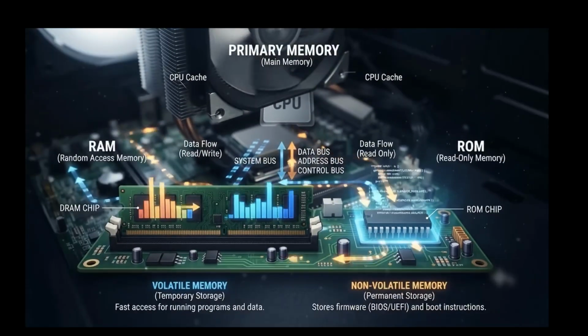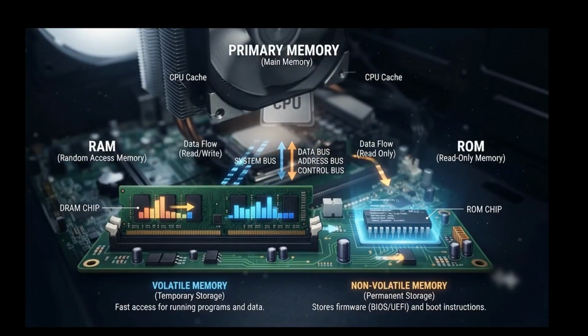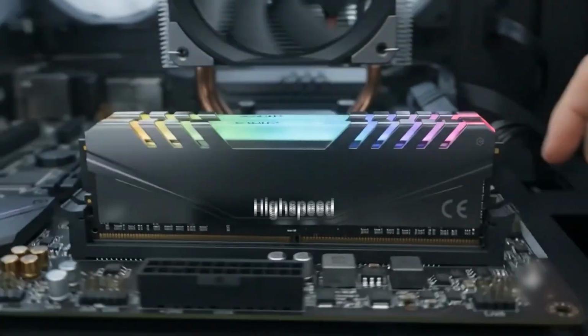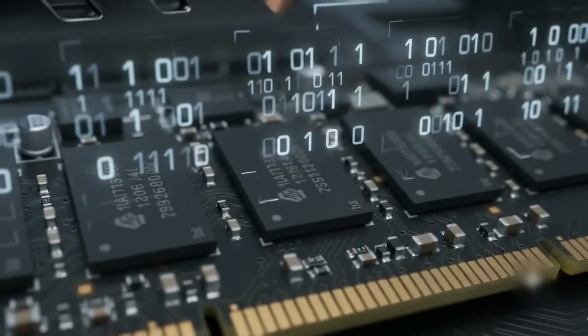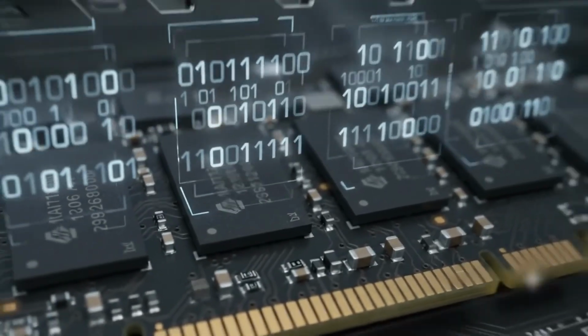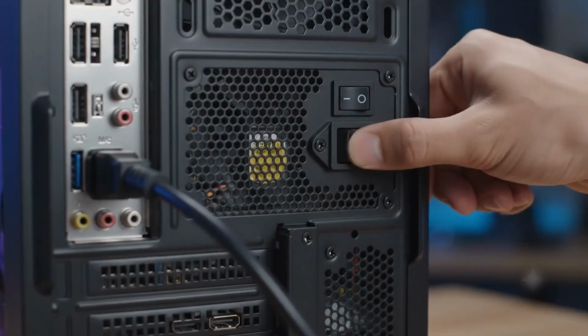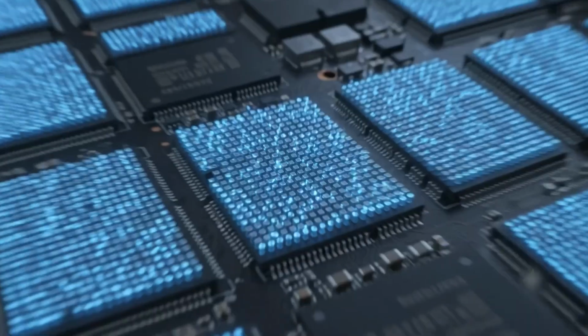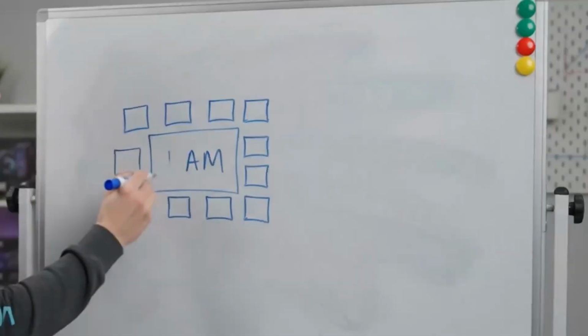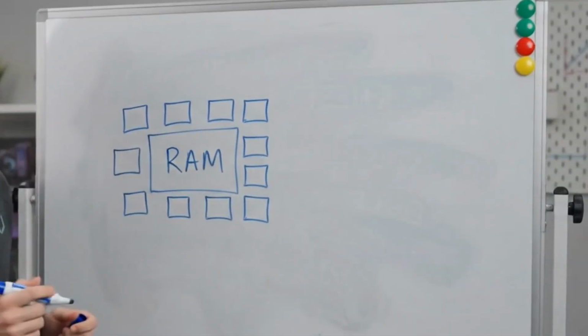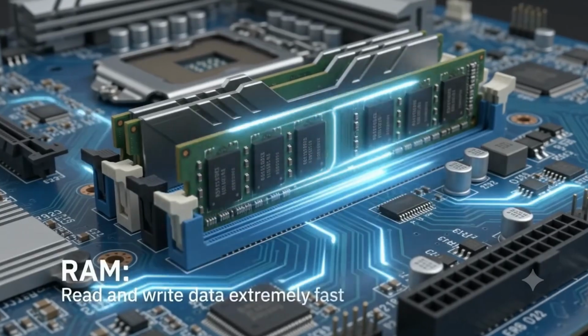Let's start with RAM, Random Access Memory. RAM is temporary, high-speed memory that stores data your computer is actively using right now. Here's the key word: volatile. That means as soon as you cut the power, everything stored in RAM disappears completely. Think of RAM like a whiteboard. You write on it while you're working, you erase things, you rewrite, but the moment you wipe it clean, nothing remains. RAM allows the CPU to both read and write data extremely fast.